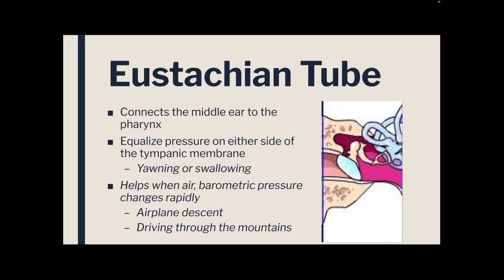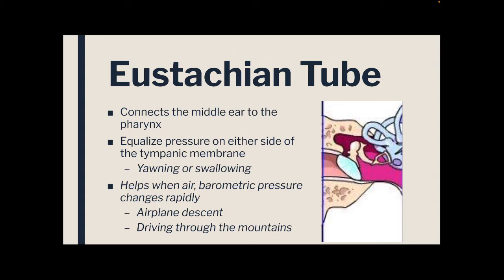There's also something known as the eustachian tubes, and these are going to connect the middle ear to your pharynx. Your pharynx is basically in your throat, and it's what connects your mouth to your nasal cavity, and then to your esophagus. And your esophagus obviously is where your food goes down for digestion.